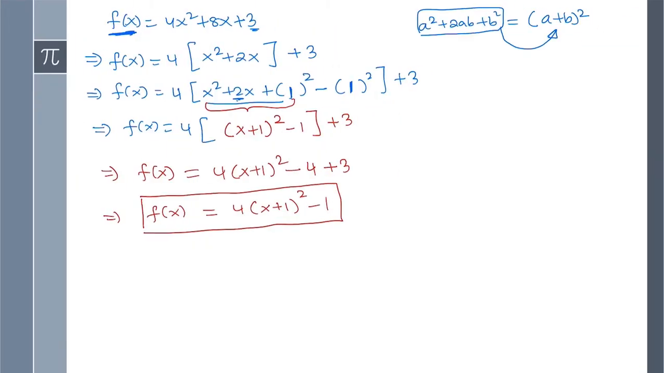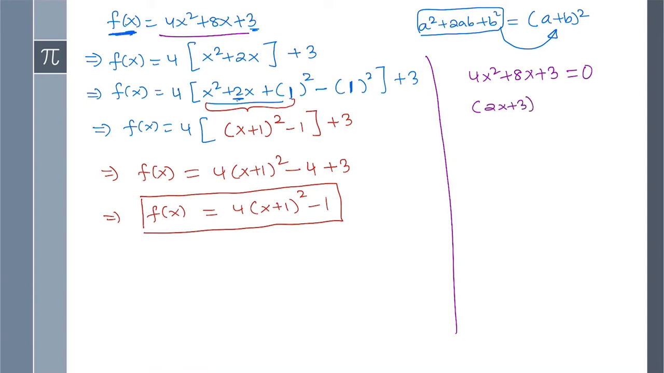So in order to find the x-intercept, we are going to take this function 4x squared plus 8x plus 3 equals 0, and then we are going to solve this. So we know we can factor these. The factors of this quadratic expression are 2x plus 3 times 2x plus 1 equals 0. Then this means 2x plus 3 equals 0, or 2x plus 1 equals 0.